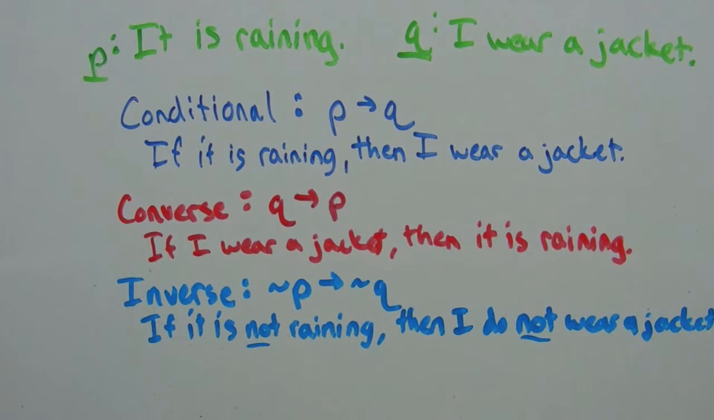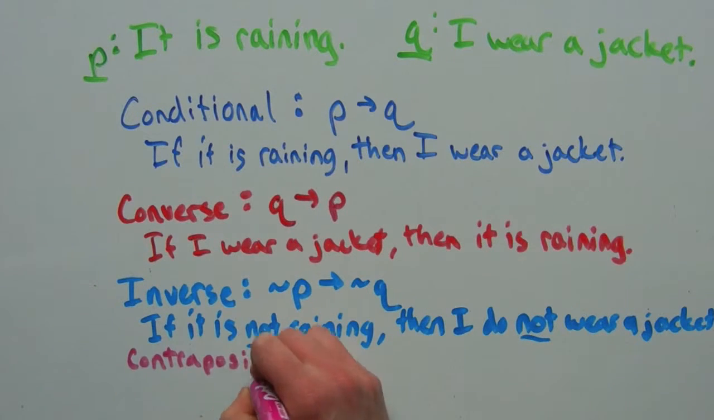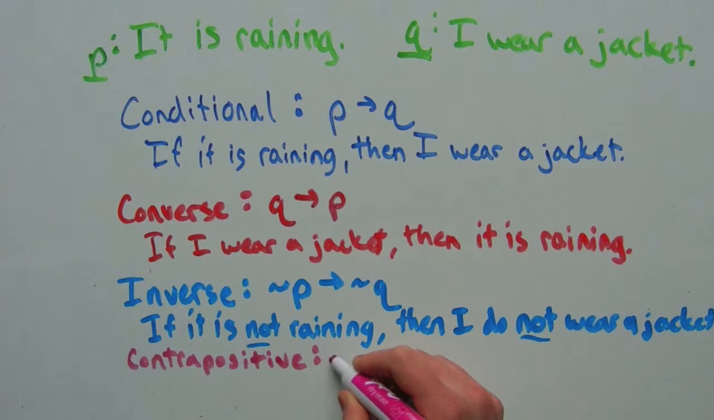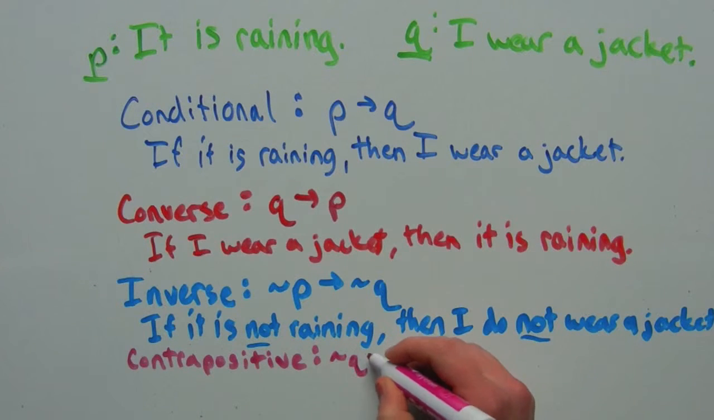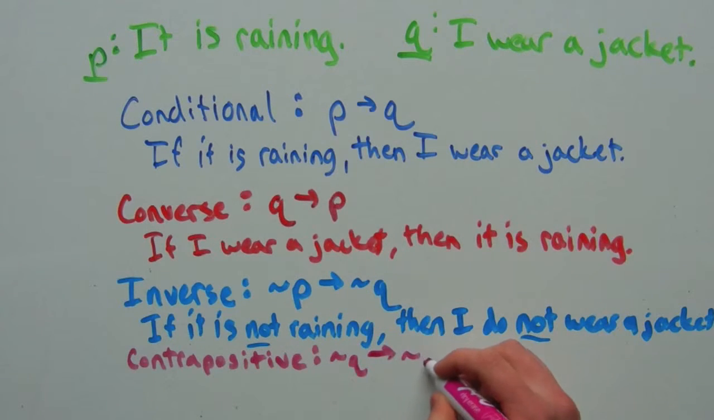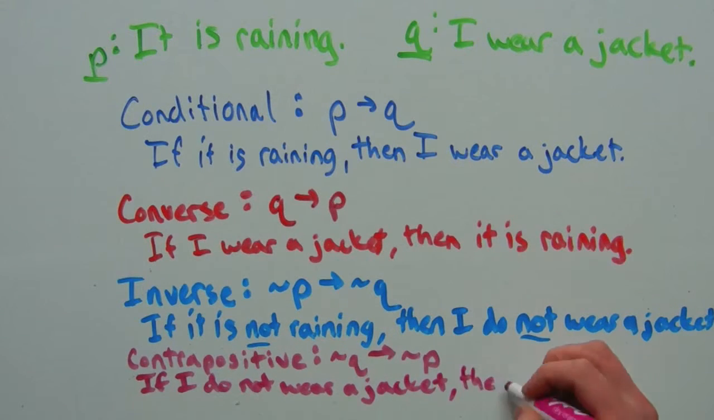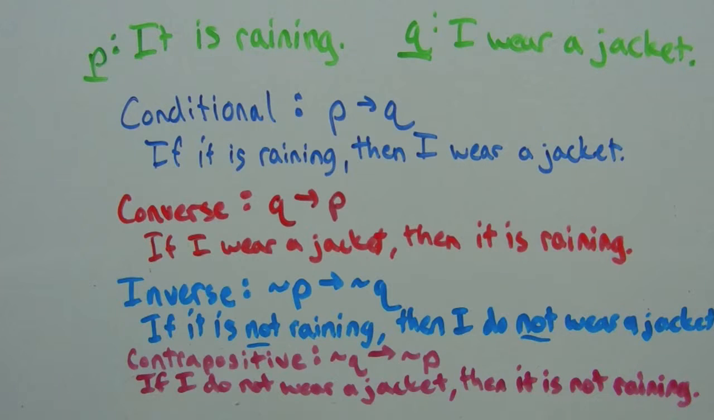Finally, our last related conditional is the contrapositive. And that's saying that not Q implies not P. And that's saying if I do not wear a jacket, then it is not raining.